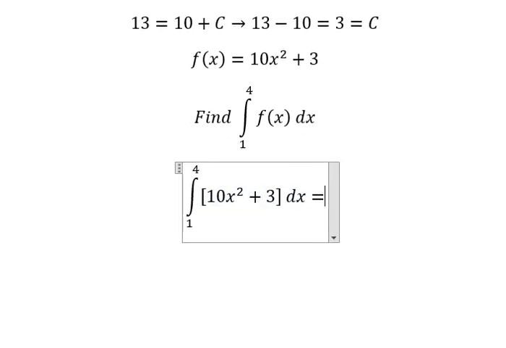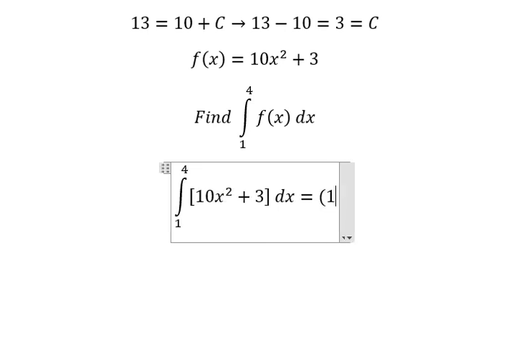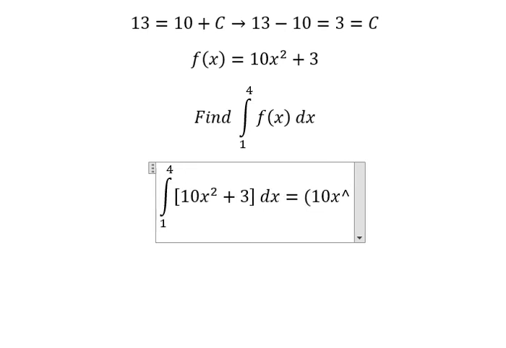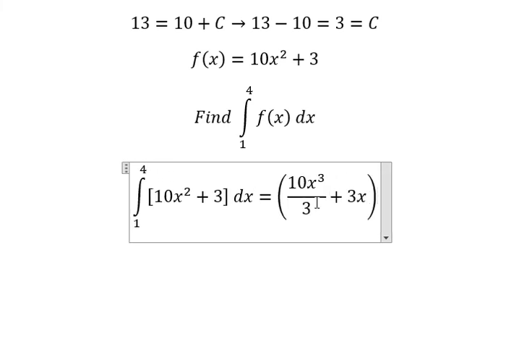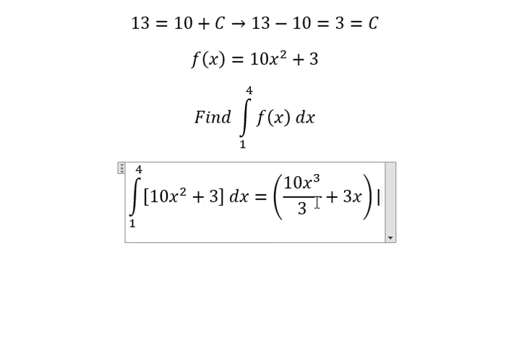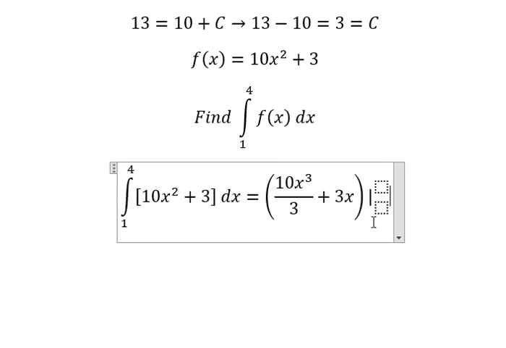So the integration of s squared, we have s to the power of 3 over 3. The next one we have 3s, and I will put the bounds, and that is from 1 to 4.